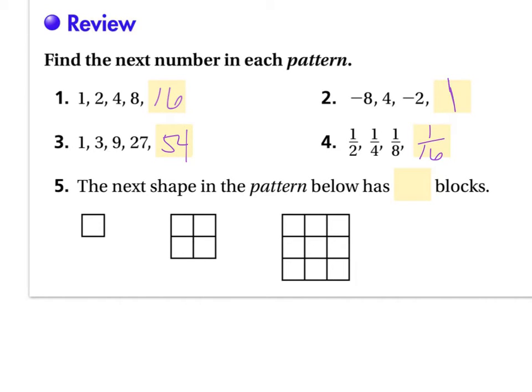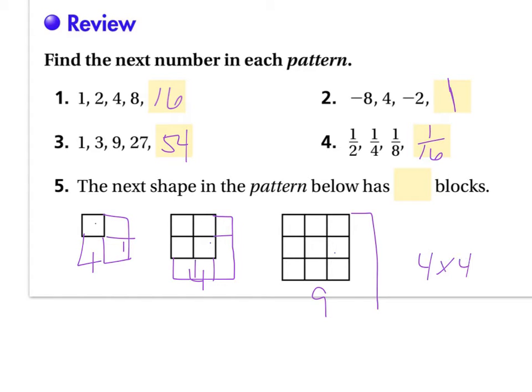And for number 5, the next shape in the pattern below has how many blocks? Well, we have 1 block, 4 blocks, 3 by 3 is 9 blocks. But look what's happening. I started with 1, and then I added on blocks. I started with 4, and then I added on blocks again. So I start with 9, and I add on blocks. I'm going to have a 1 by 1, 2 by 2, 3 by 3, and my next one will be a 4 by 4, which has 16 blocks.